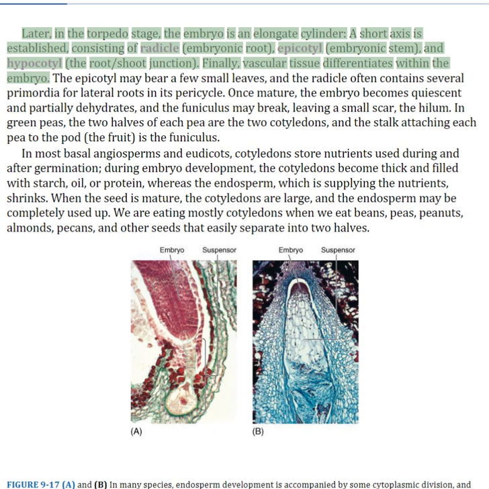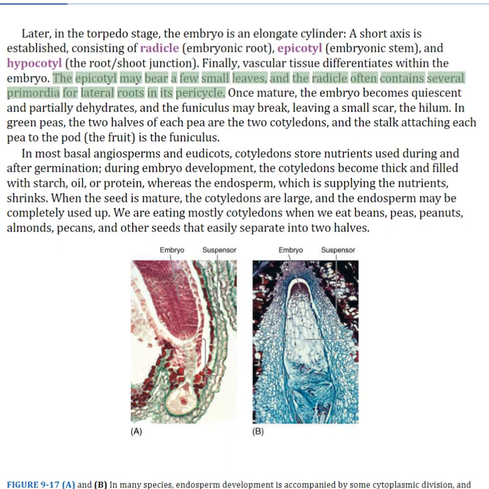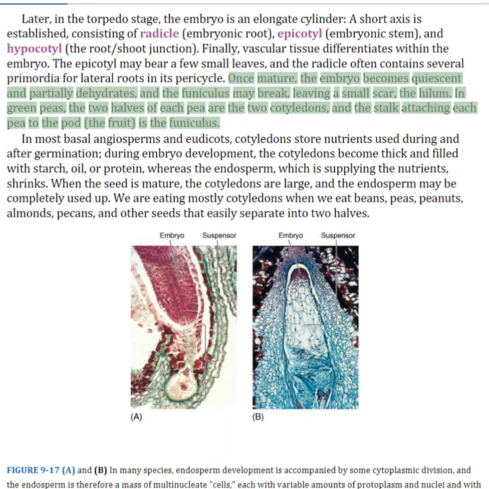Finally, vascular tissue differentiates within the embryo. The epicotyl may bear a few small leaves, and the radicle often contains several primordia for lateral roots in its pericycle. Once mature, the embryo becomes quiescent and partially dehydrates, and the funiculus may break, leaving a small scar, the hilum. In green peas, the two halves of each pea are the two cotyledons, and the stalk attaching each pea to the pod is the funiculus.